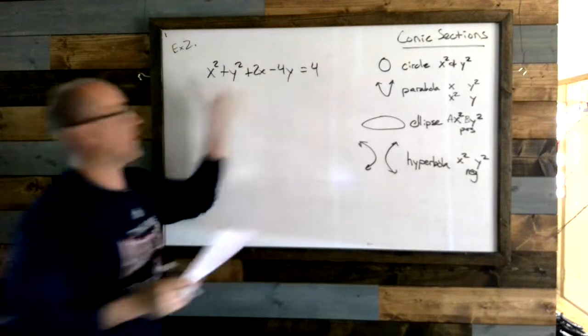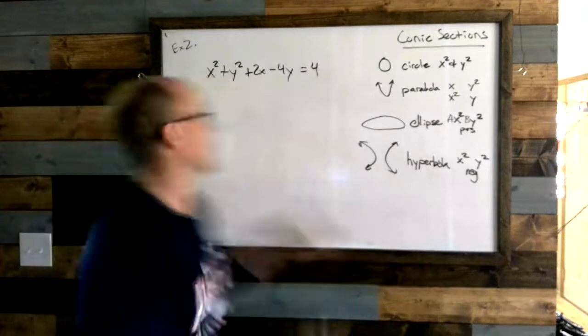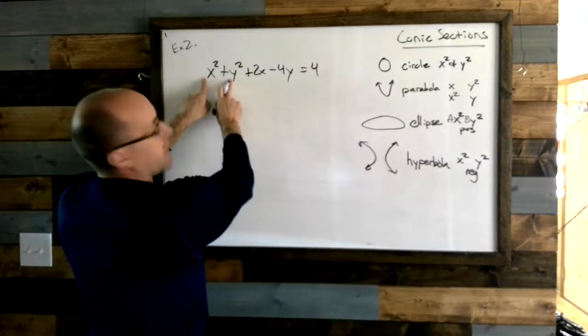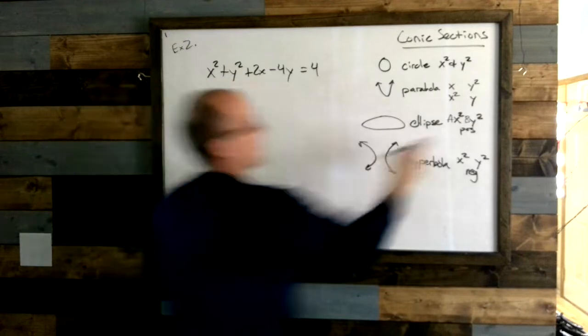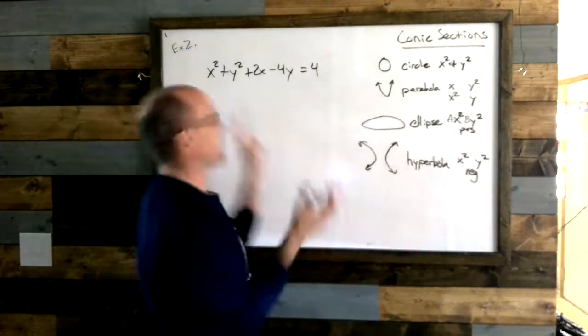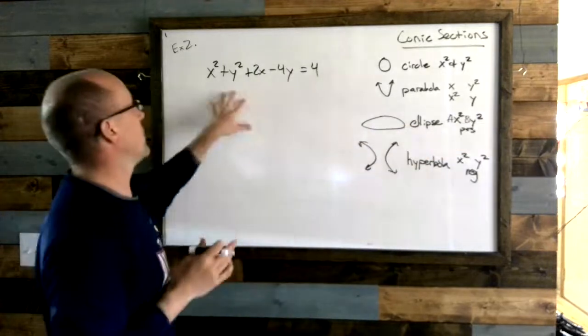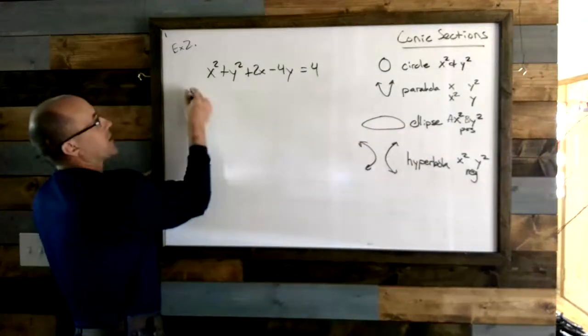So when I look at this, I can tell that it's going to be a circle because it's got two squares and they both have the same coefficient, 1. Whereas an ellipse has both squares positive, but it would have different coefficients. So I can tell this is a circle. And I'm going to need to complete the square.